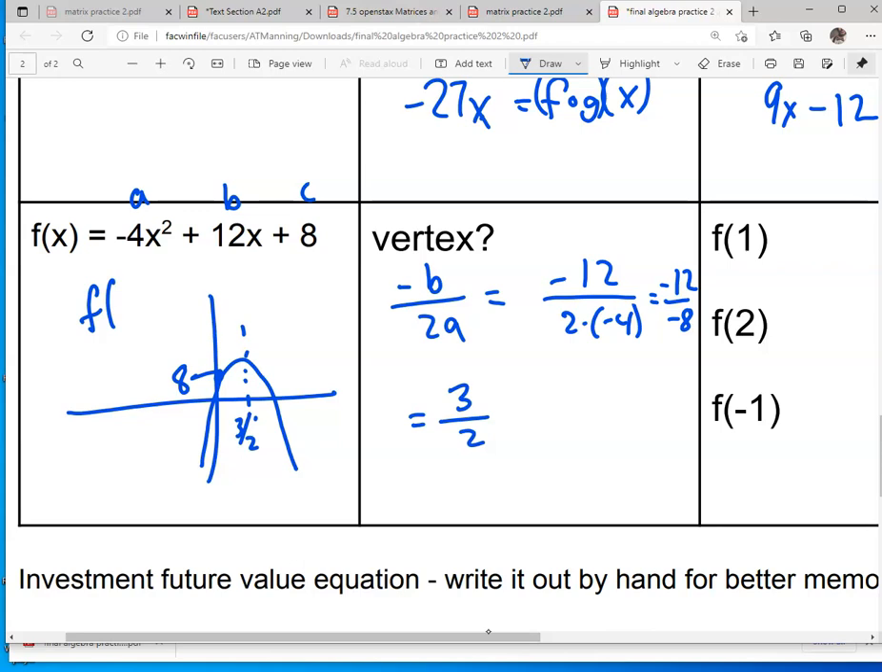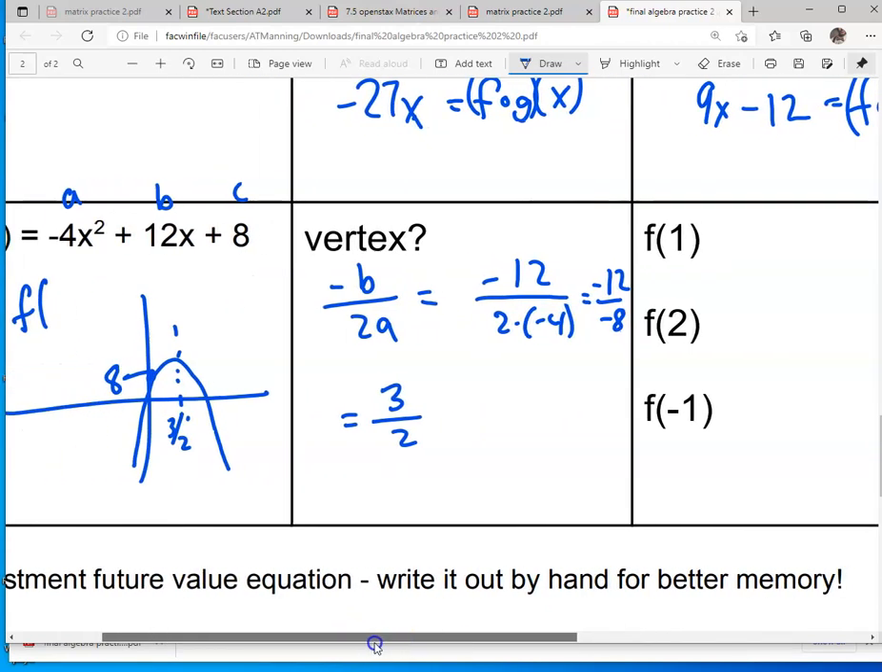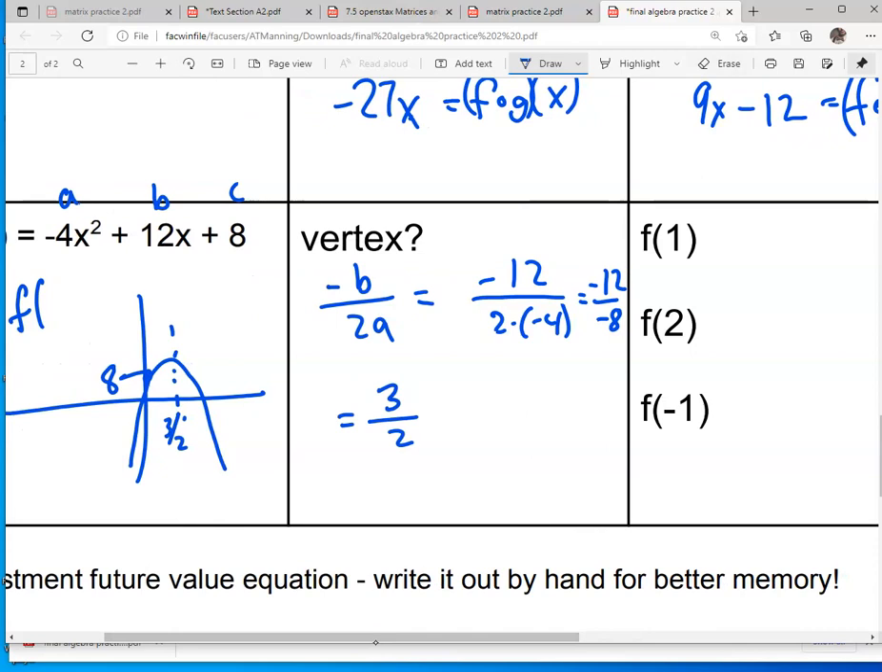Well, now it's just a matter of finding its value when x is 1, or 2, or negative 1. So, negative 4x squared plus 12x plus 8. All you do is put the 1 where the x is. Negative 4 times 1 squared, or times 1, plus 12 times 1, plus 8. Negative 4 plus 12 plus 8 is 16. So at 1, it's going to be up here around 16.